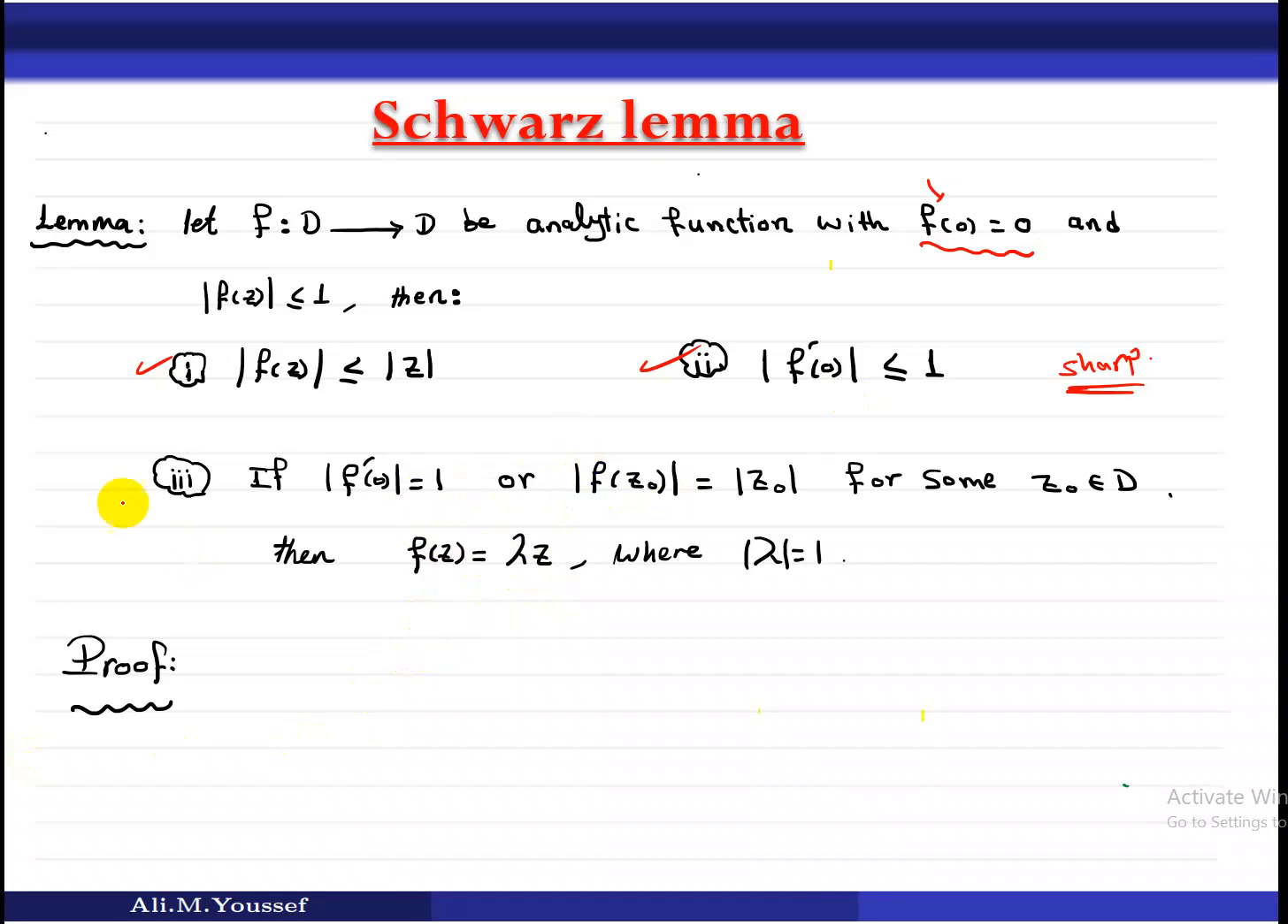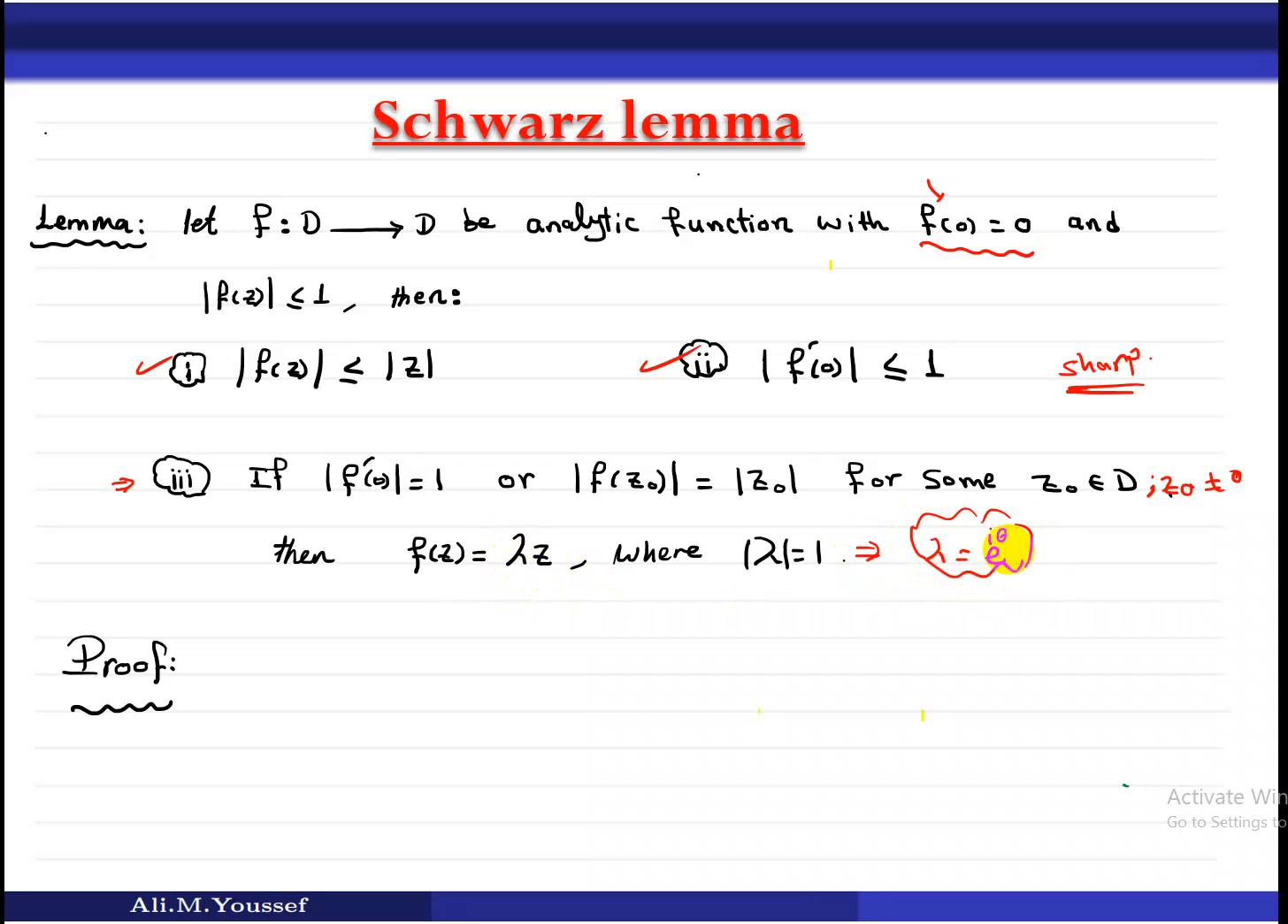So the third part: if these two inequalities will be equality, f'(0) is equal to 1, or if |f(z0)| is equal to |z0| for some z0 in D and z0 not equal to 0, then the function is equal to λz, and the modulus of λ is equal to 1. It means that we can say that λ is equal to e^{iθ}. This is a rotation.